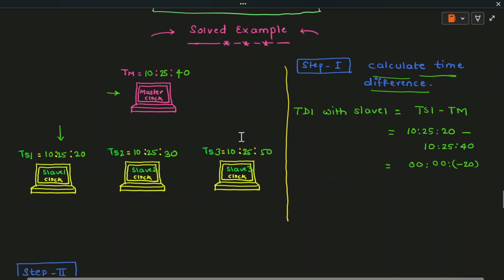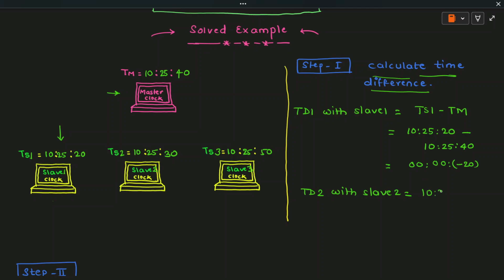So let us calculate TD2 with slave 2. That will be equal to TS2 minus the master's time. So TS2 is 10 hours 25 minutes 30 seconds minus 10 hours 25 minutes 40 seconds. The time is going to be minus 10 seconds, right? 0 hours 0 minutes and minus 10 seconds. I will make a bracket around it.